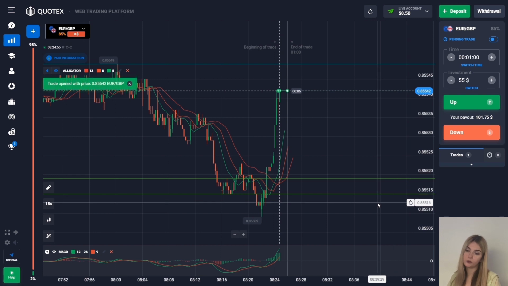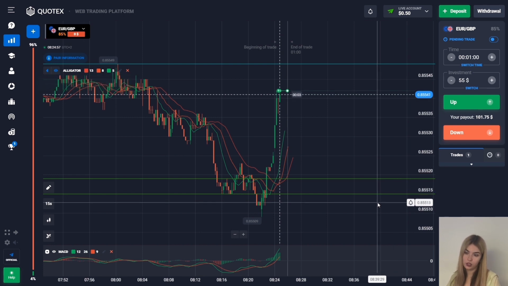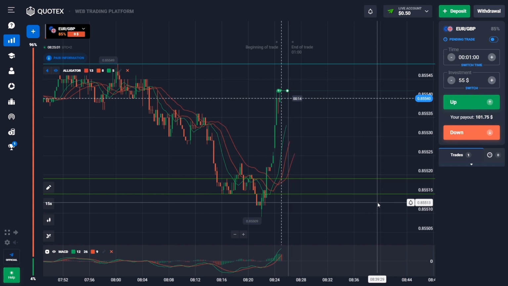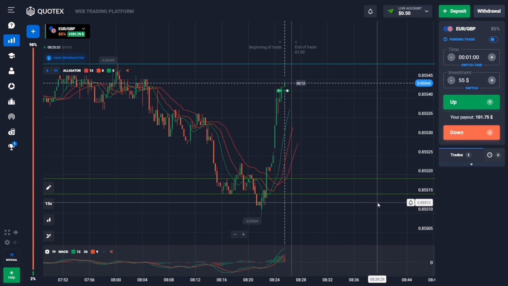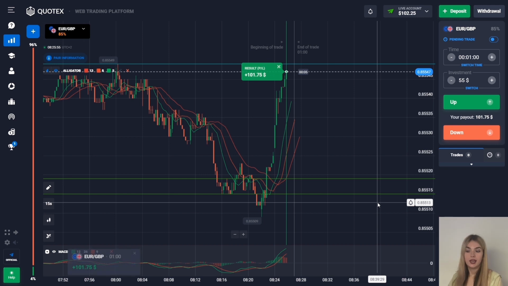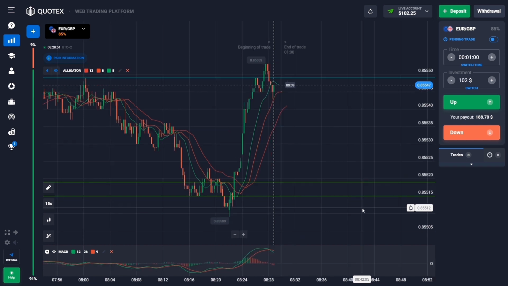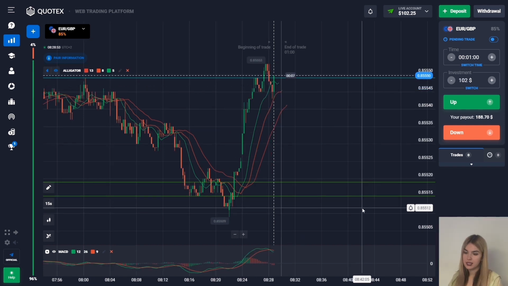Therefore, guys, it's time to open a deal with $55 to go up. The time is 1 minute. And we see that the chart has almost reached the resistance level, and now the deal is closed in profit. Let's try to choose the next position, guys.